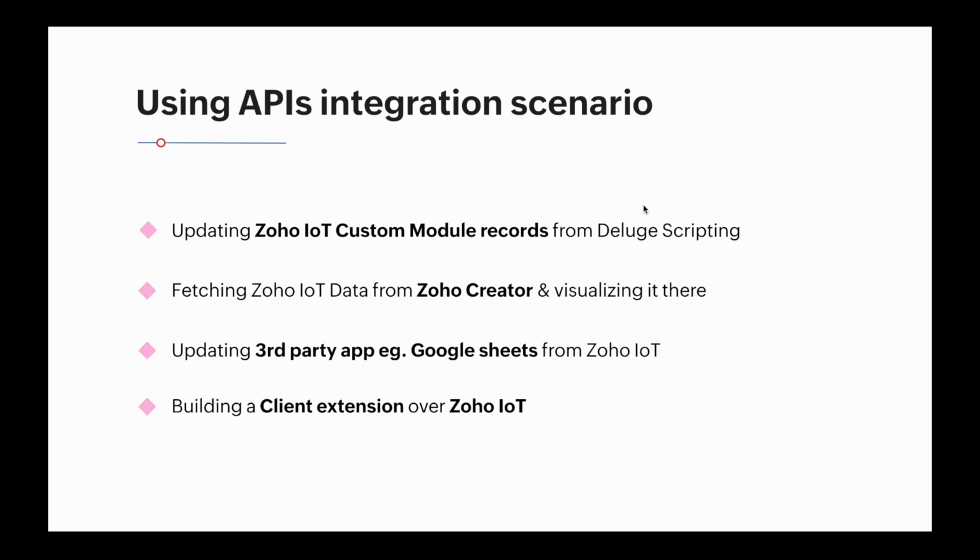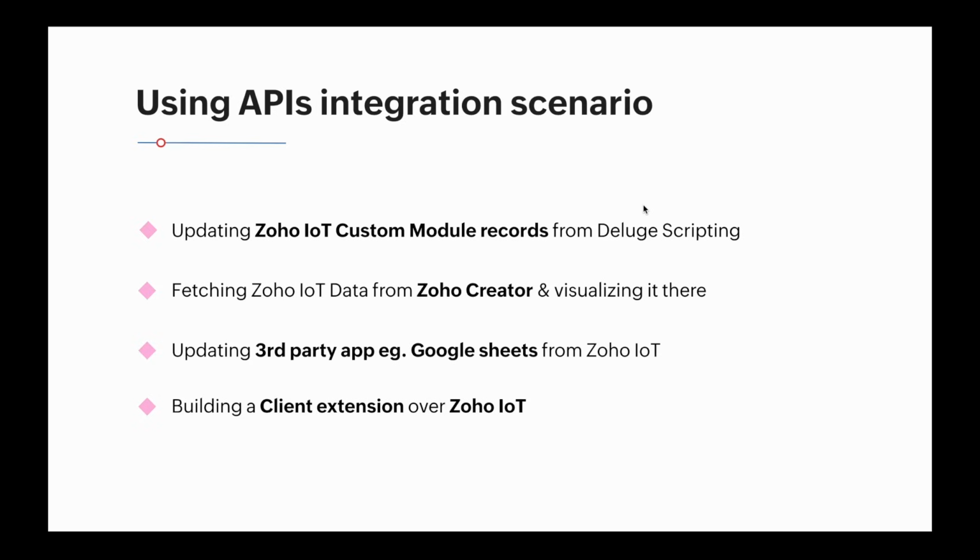For the demo, we are going to take a few scenarios. One is a simple temperature and humidity monitoring application, and you will see how to use Deluge scripting to update a custom module record within Zoho IoT. Number two is fetching IoT data from Zoho Creator, which is another application in Zoho's ecosystem, where you want to view Zoho IoT's time series information and visualize it as a dial or a trend chart.